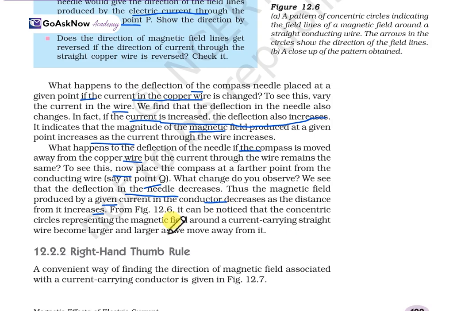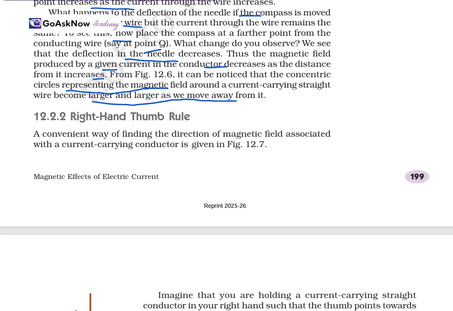So, it can be noticed that the concentric circles representing the magnetic field lines around the current carrying straight wire become larger and larger as we move away from it. This is how the electric current affects the magnetic field, when you set the compass at a farther point, when you increase the current, and how it behaves. This is what has been explained here.